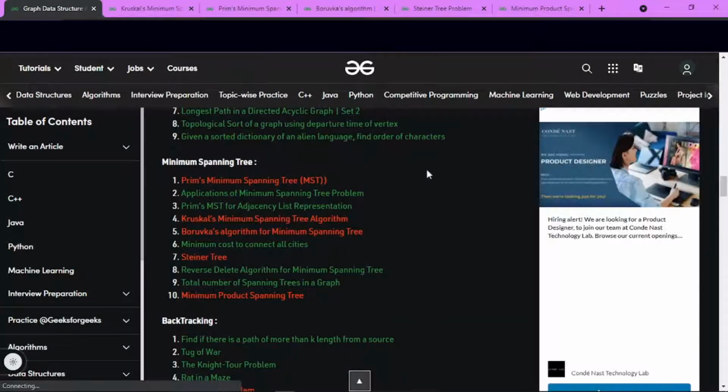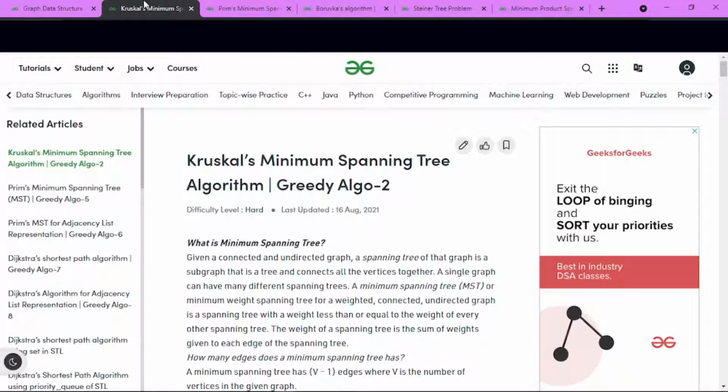We will be discussing what a minimum spanning tree is, and some algorithms that can be used to find these minimum spanning trees. Let's get to the first algorithm, Kruskal's minimum spanning tree algorithm. But first we have to actually know what a minimum spanning tree is.